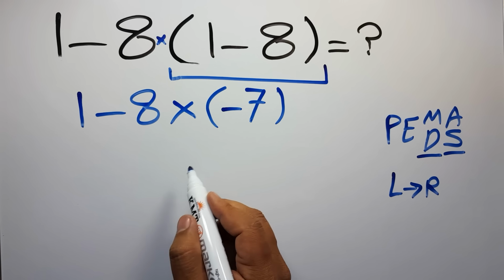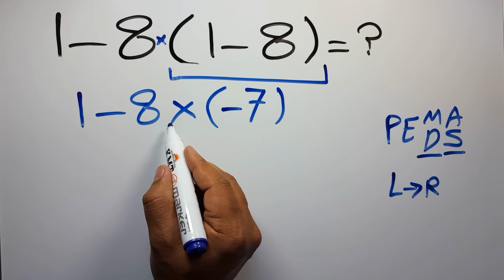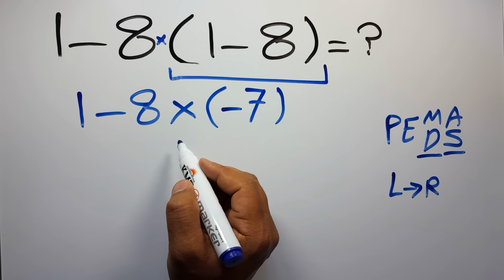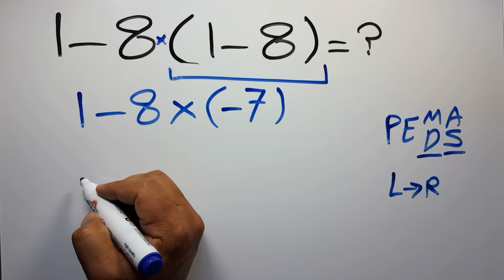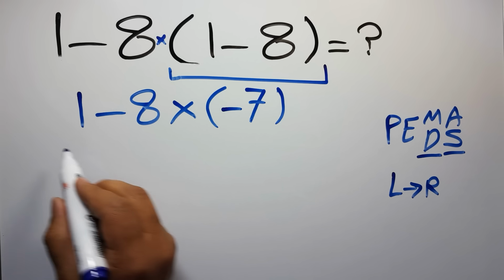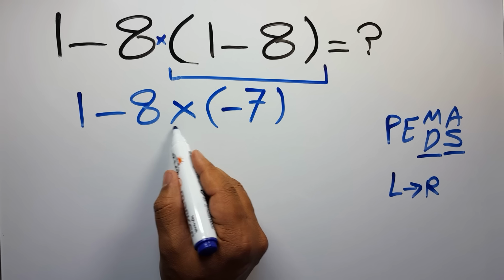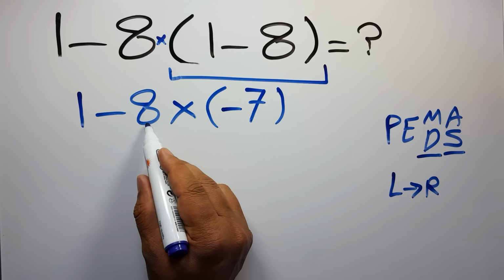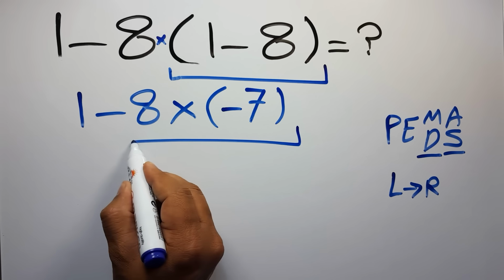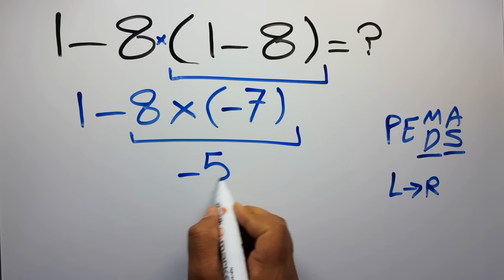In this expression we have one subtraction and one multiplication. According to PEMDAS, multiplication has higher priority than subtraction because multiplication comes before subtraction. So here first we have to do this multiplication. 8 times negative 7, which equals negative 56.